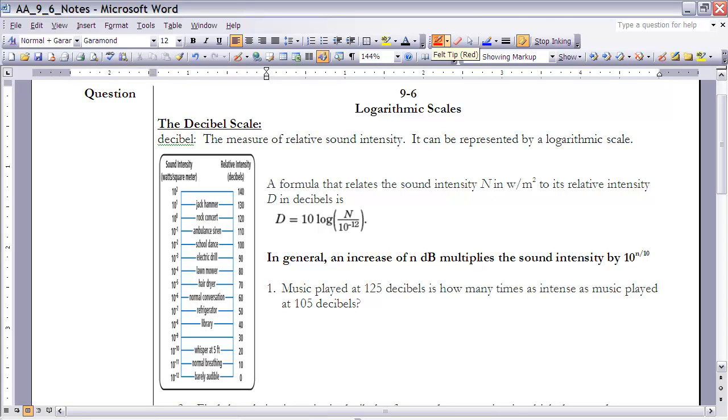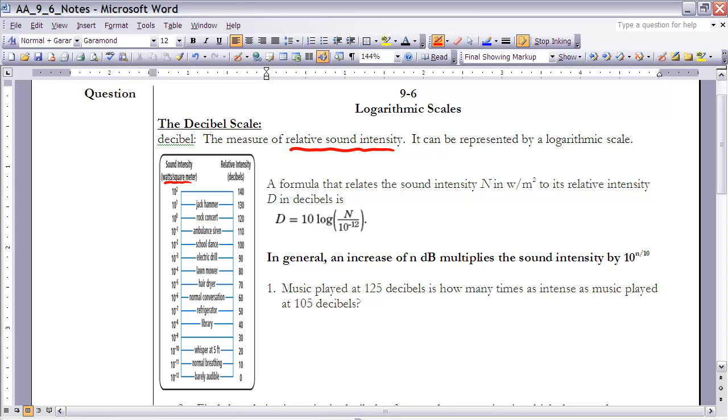In this section, we're going to look at a couple different scales that use logs, so we call them logarithmic scales. We're going to first look at the decibel scale. The decibel scale is basically a way that we can measure the relative sound intensity. Sound intensity, in terms of units, would be measured in watts per square meter.